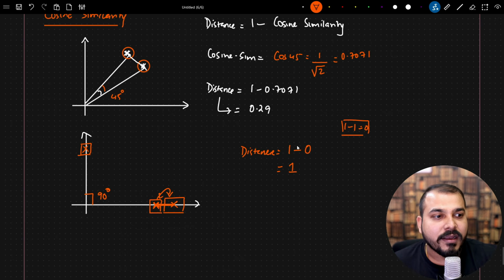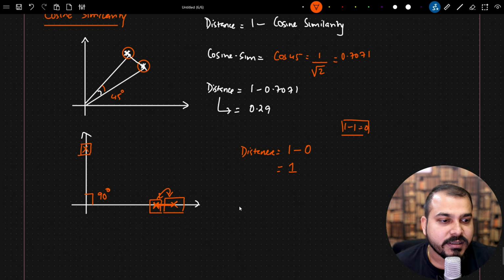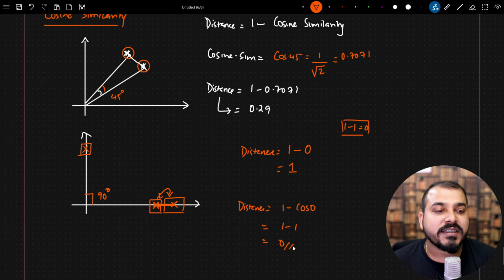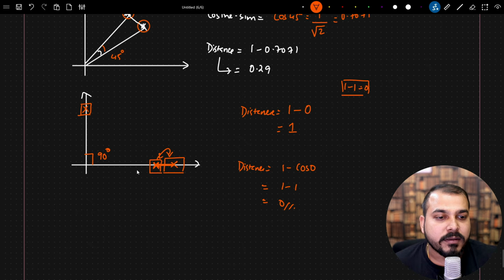So if there is no angle, then I will be able to find out the distance. In this case, my distance will be nothing but 1 minus cos 0. 1 minus cos 0 is nothing but 1 minus 1, which is nothing but 0. Now, if the distance is coming as 0, that basically means these two are the same word, right?